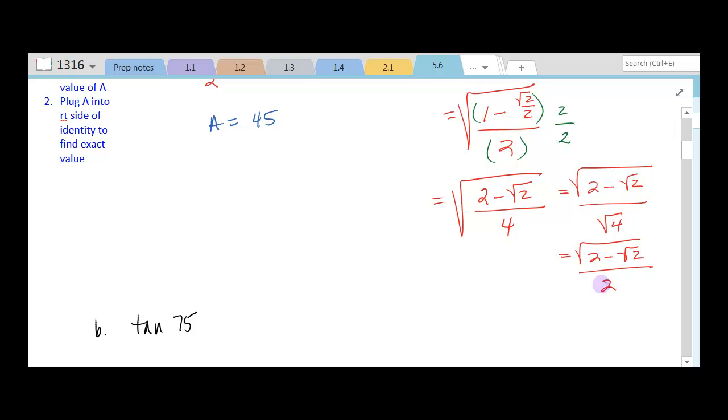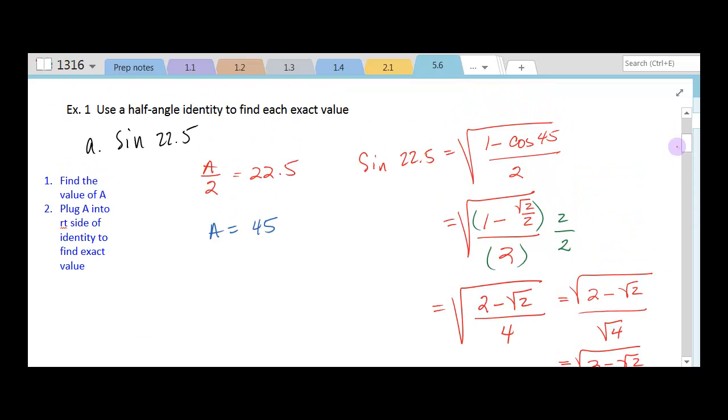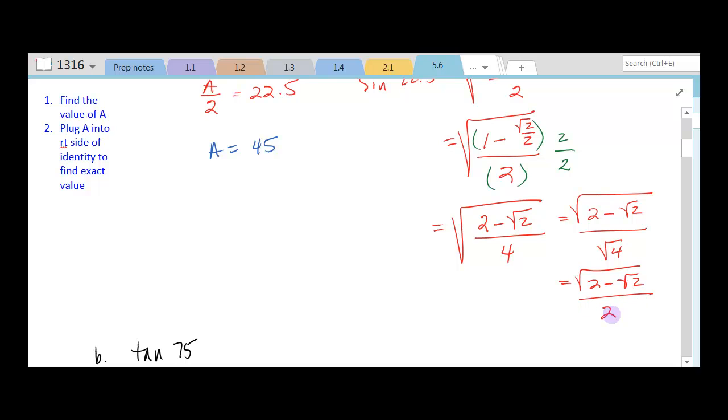Now, because we need to know whether to make this a positive or a negative, I'm going to go back and say, well, the sine of 22.5 is in the first quadrant, and sine is positive in the first quadrant, so the final answer here would be positive as well. And that's the answer that I'm going to leave it as, just like that.